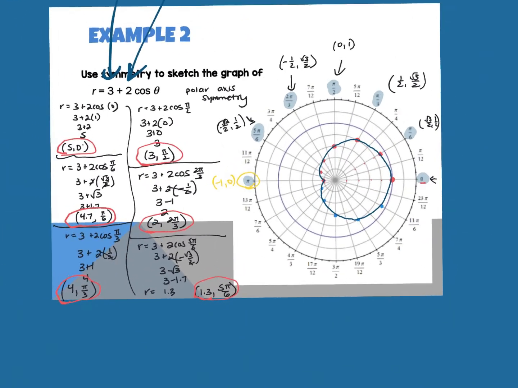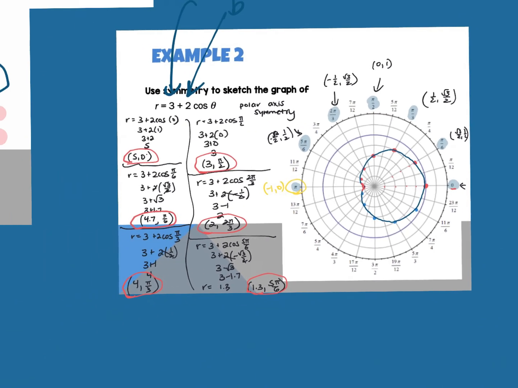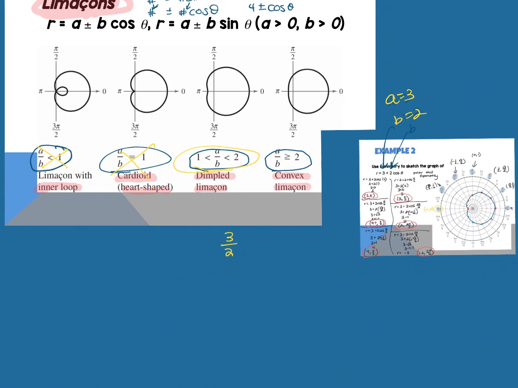So if you look at our graph, if I had known that ahead of time, I would have known to make this curve a little bit softer. So it shouldn't be so pointed, okay? So that's one of the tools you're going to use: is it a limaçon? If it is a limaçon, which one of these is it? Does it have the inner loop? Is it heart-shaped? Is it dimpled, or is it convex? And then based upon that, you'll know how to make that little scoop.